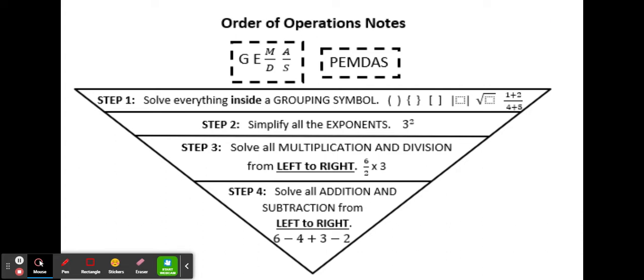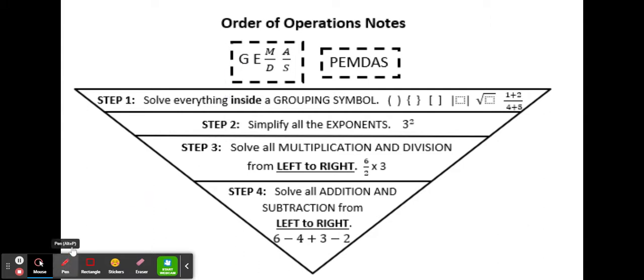Hi everyone, this is Miss Carballo, and today we're going to look at reviewing order of operations and what those mean now that you're in seventh grade. You might have learned GEMDAS or PEMDAS or GEMS, whichever way you say it. This is the order that you have to solve problems in.